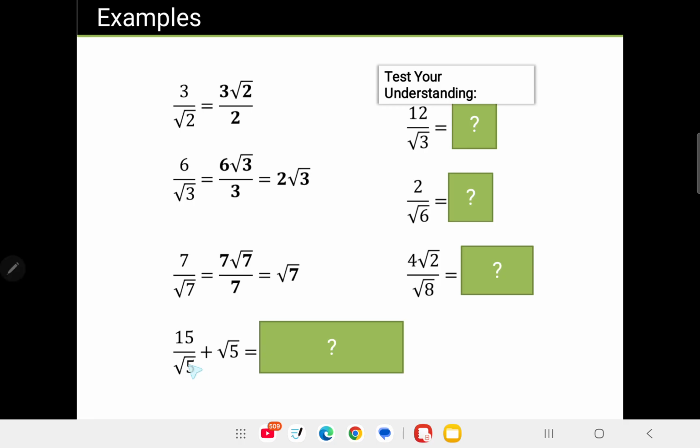Okay, so in this case, again, if you want to eliminate your surd value from the denominator, you should just times this value by root 5 up and down. So you will have 15 root 5 over 5 plus root 5. So 15 divided by 5 is 3, so it's 3 root 5 plus root 5, so it will be 4 root 5. If you add these two, 3 root 5 plus root 5 will be 4 root 5.